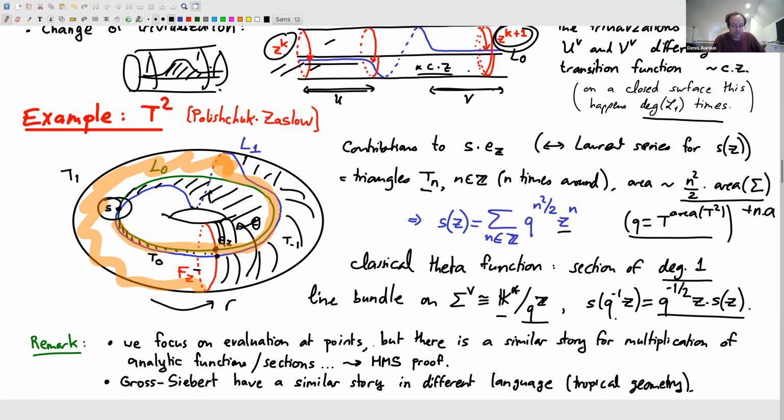If you are a fan of big, high-powered machinery, then I should mention that the Gross-Siebert program tells you how to do this in a much more powerful way using tropical geometry in higher dimensional examples. So this is just like a one-dimensional shadow of bigger things.